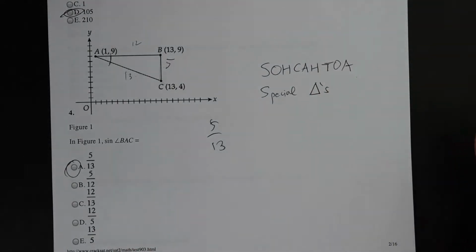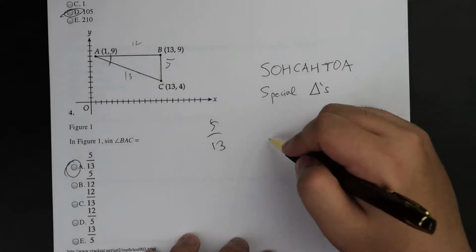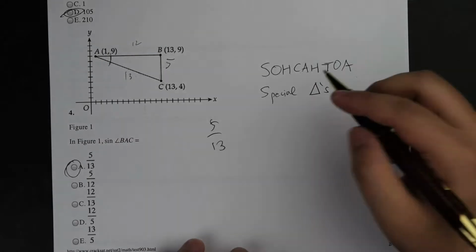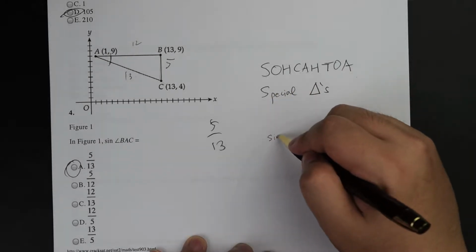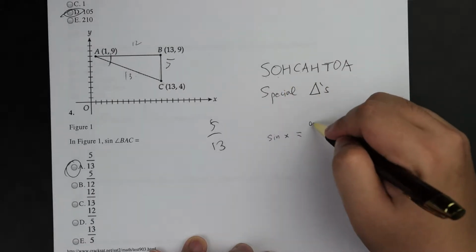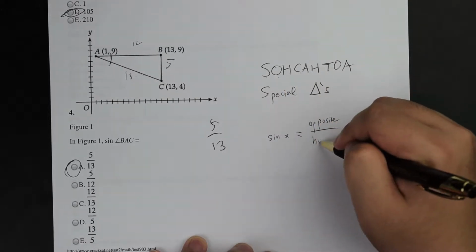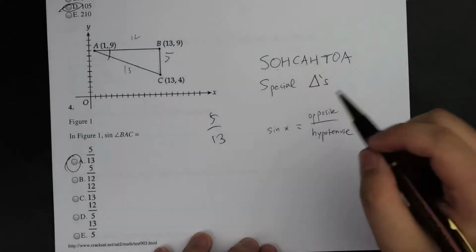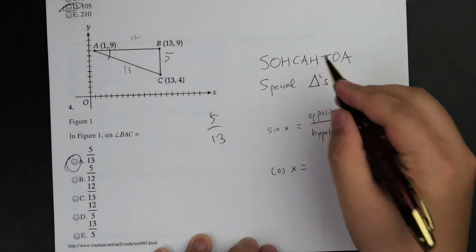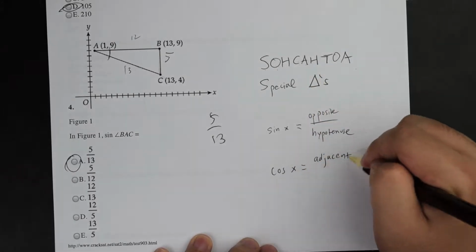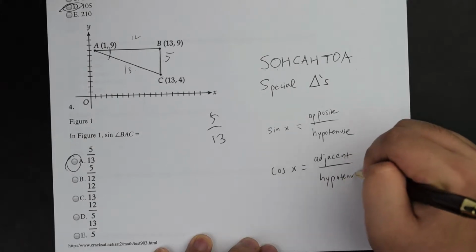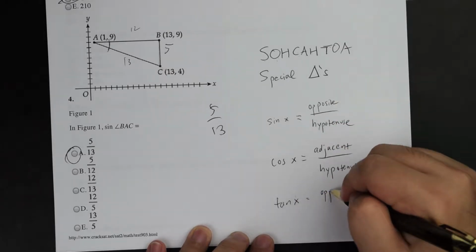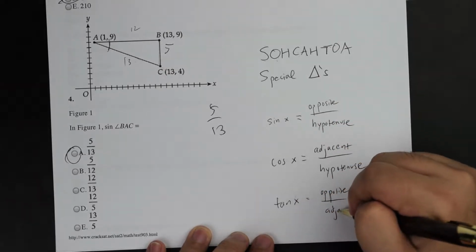The idea behind SOHCAHTOA is that each of these letters represents a certain term, sort of like an acronym. S represents sine, which equals opposite over hypotenuse. I'm going to go through all of these just in case you need to review. For cosine, it's going to equal adjacent over hypotenuse. And for tangent, the T right here, it's going to be opposite over adjacent.